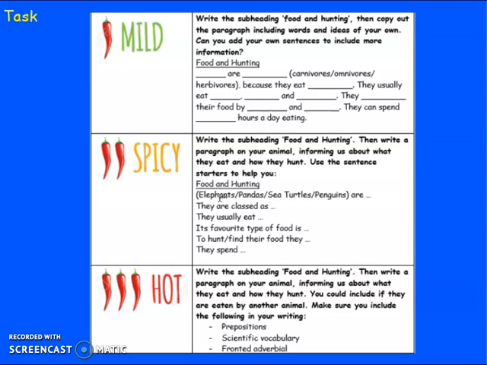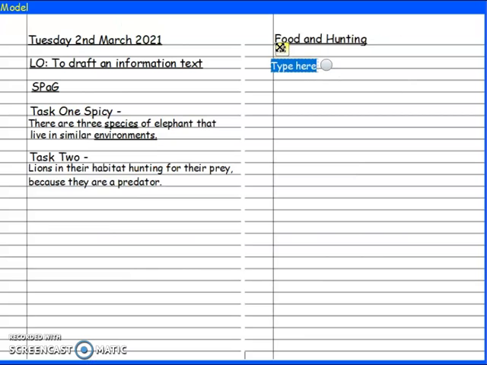So I'm going to use the sentence starters, and this one says, we need to choose our animal's name and then say are. So sea turtles are, because that's what I'm doing. We're thinking about food and hunting, so looking at my plan, I need to think about what they are. Are they herbivores, omnivores, or carnivores? Sea turtles are omnivores. So I could tell you what that means as well. They eat both meat and plants. That's what an omnivore is.